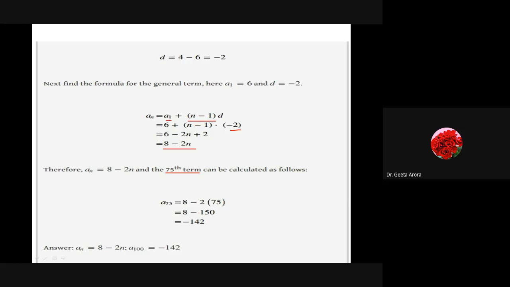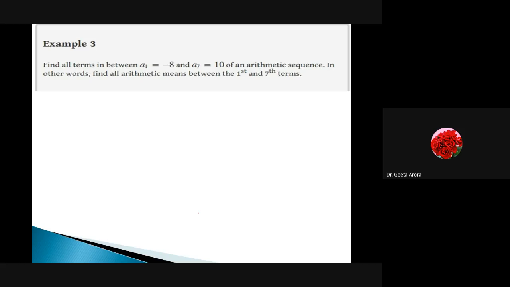Most of you have written the answer. Some of you have written it as a positive 142, might be in a hurry or might be a calculation mistake. If you are getting a negative, obviously the answer is minus 142. It can't be positive 142. So be clear about it, and next time be sure to give me the correct answer. So let's start with another one.